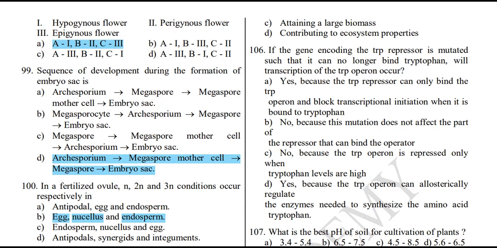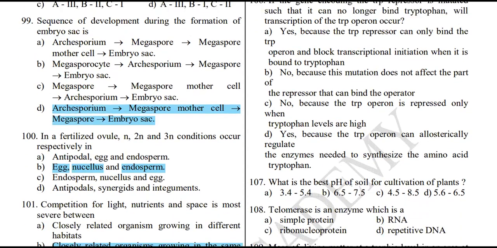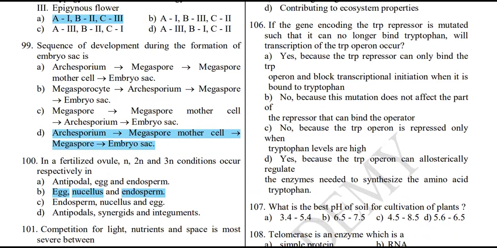Okay, next question: if the gene encoding the TRP repressor is mutated such that it can no longer bind tryptophan, will transcription of the TRP operon occur or not? That's going to be the question. Okay, let's understand this question.